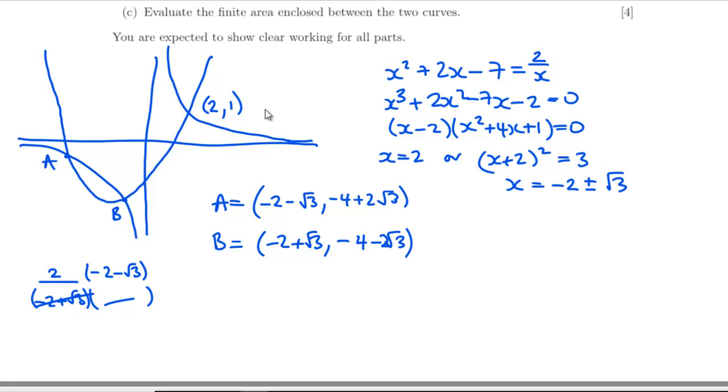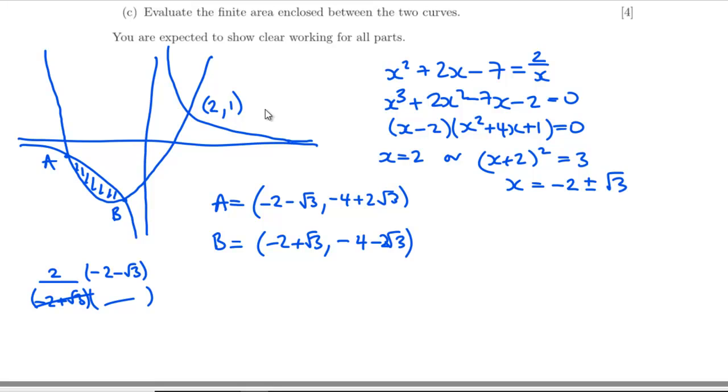Evaluate the finite area enclosed between the 2 curves. Oh, sigh. Right, so that's going to be, so the ones with the really annoying x values. And a really annoying function as well. Oh, good grief. This is going to be really, really tedious. It really is going to be tedious.